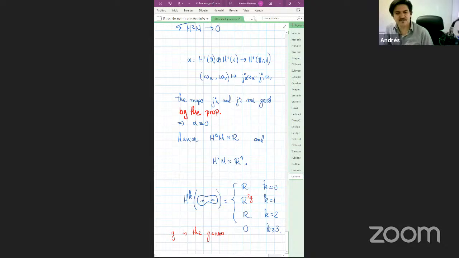Any other question? Great. So we have computed the cohomology of many spaces in dimension 2. In higher dimensions, only the Euclidean space, because it turned out to be contractible, and the spheres.